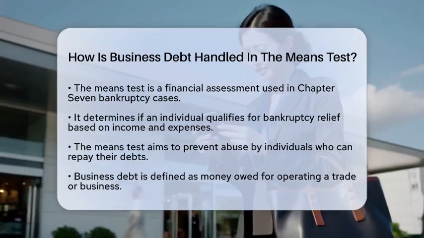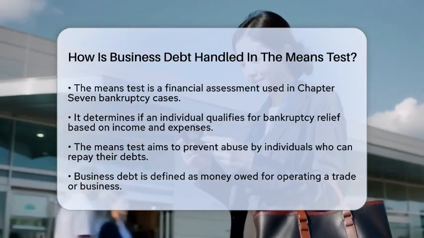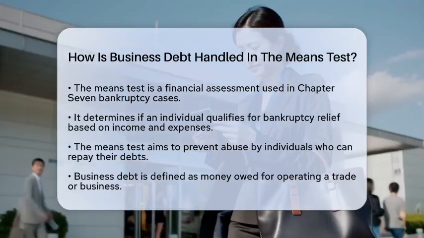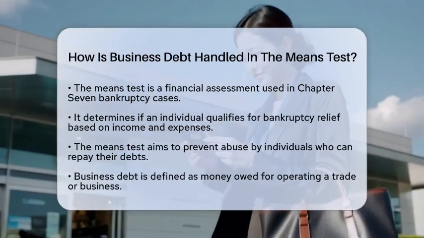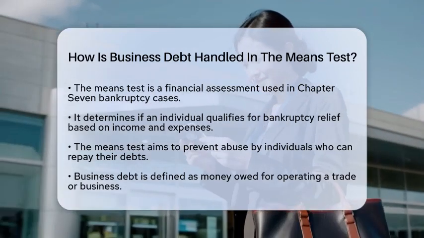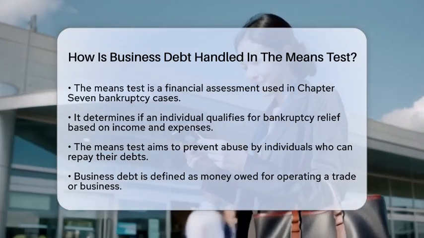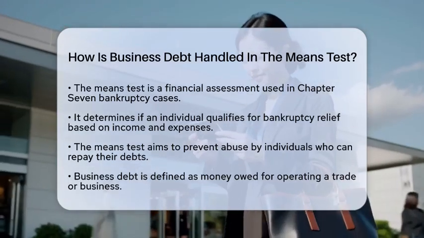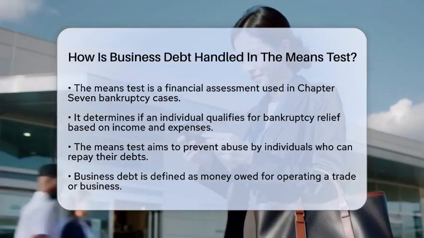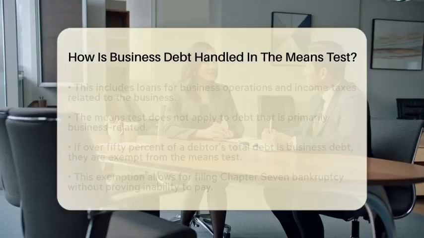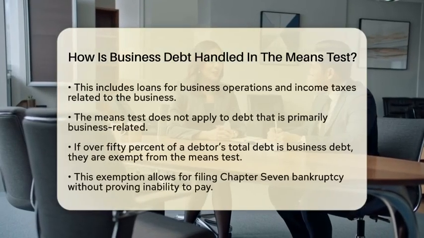When it comes to business debt, things work a bit differently. Business debt is defined as money owed that is incurred to operate a trade or business. This includes loans taken out for business operations or even income taxes related to the business. The key takeaway is that the means test does not apply to debt that is primarily business-related.